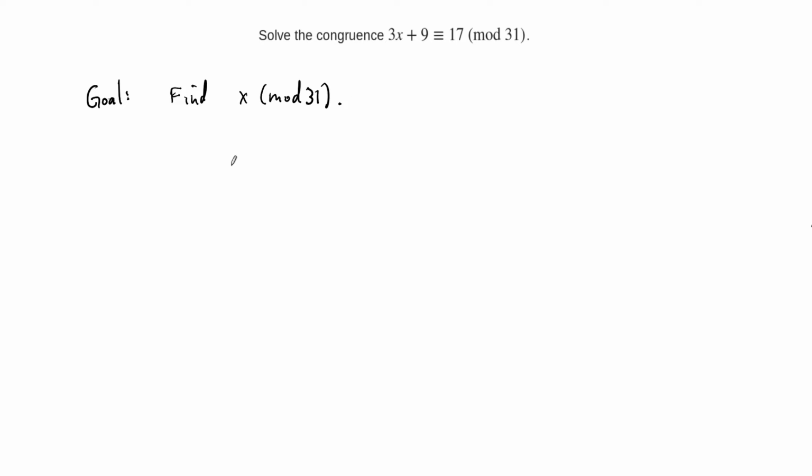All right, let's go ahead and do it. So our congruence is that 3x plus 9 should be congruent to 17 mod 31. The first thing that we can do is just subtract. Addition and subtraction are perfectly legal operations in modular arithmetic, so this is totally fine. On the left-hand side, we just have 3x, congruent to 8 on the right-hand side. So 3x is congruent to 8 mod 31. 17 minus 9 is 8.